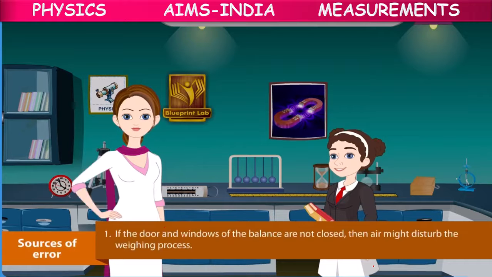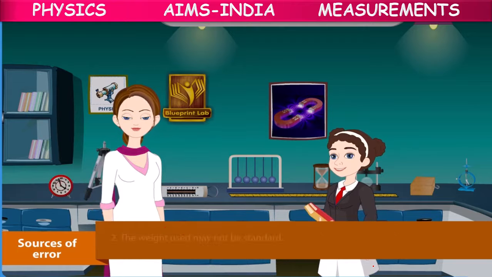Sources of error. If the door and windows of the balance are not closed, then air might disturb the weighing process. The weight used may not be standard. Friction at various parts of the balance can produce error.